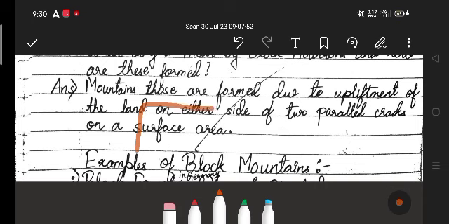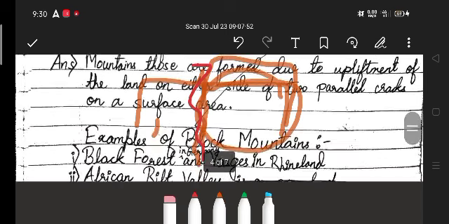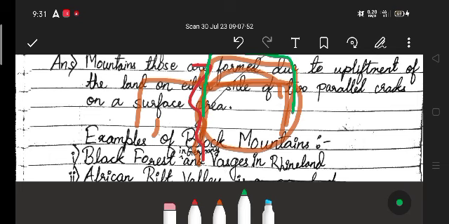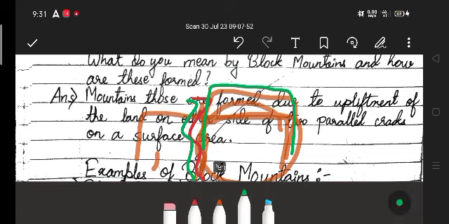Like this is a land and there is a crack between them, and the land uplifts on either side of the parallel crack. So mountains that are formed due to upliftment of land on either side of two parallel cracks on the surface area are called block mountains.